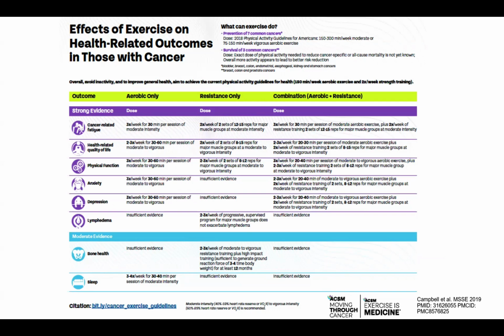Now, this position statement looked at the body of evidence. So these are some observational trials, these are some experimental trials, and each of the trials will test their own dose of exercise. That's why in the columns here, you can see for some outcomes there is a very specific dose of aerobic exercise, but insufficient evidence for resistance exercise, for example. It's not that resistance exercise isn't helpful. It's just that at the time, there was insufficient evidence to make a recommendation there. At the time of publication, there was also moderate evidence for exercise improving bone health and sleep.